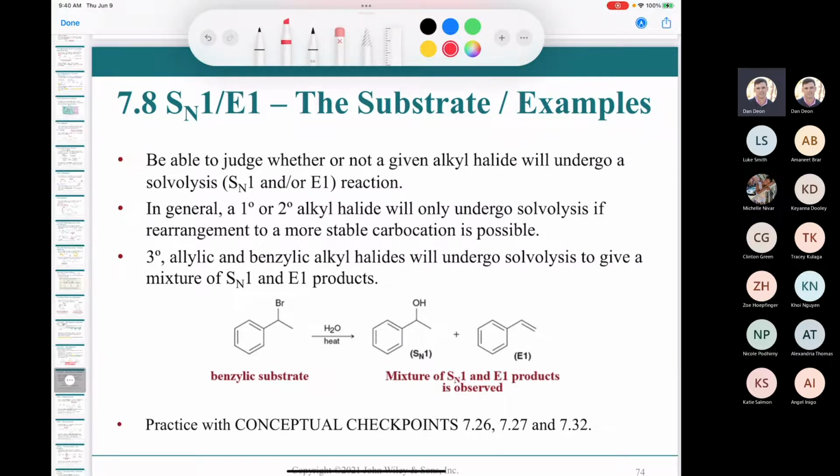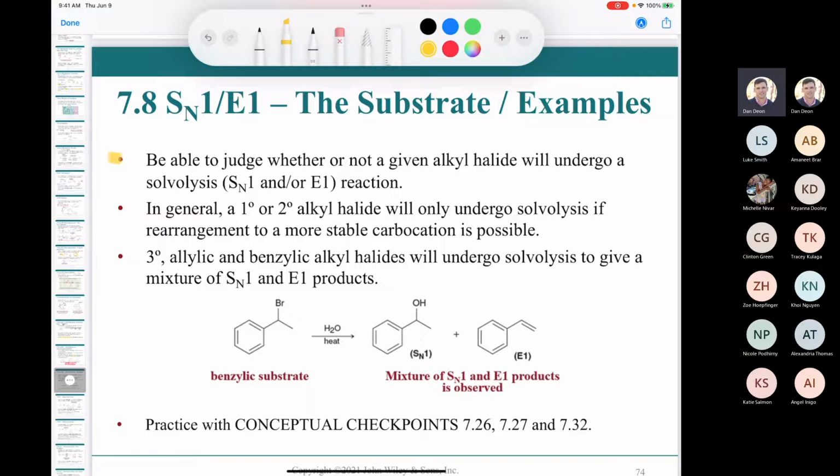So it says here on the next slide that you should be able to judge. You have to be able to look at your substrate and say, is this going to be able to undergo an Sn1 or E1? Is it tertiary or is it benzylic or allylic? In general, a primary or secondary, forget about it. It's not going to undergo solvolysis, so don't worry about it. You don't form a carbocation that's stable enough. However, tertiary, allylic, benzylic halides can all undergo solvolysis. So you're going to end up with a mixture of Sn1 and E1, right?